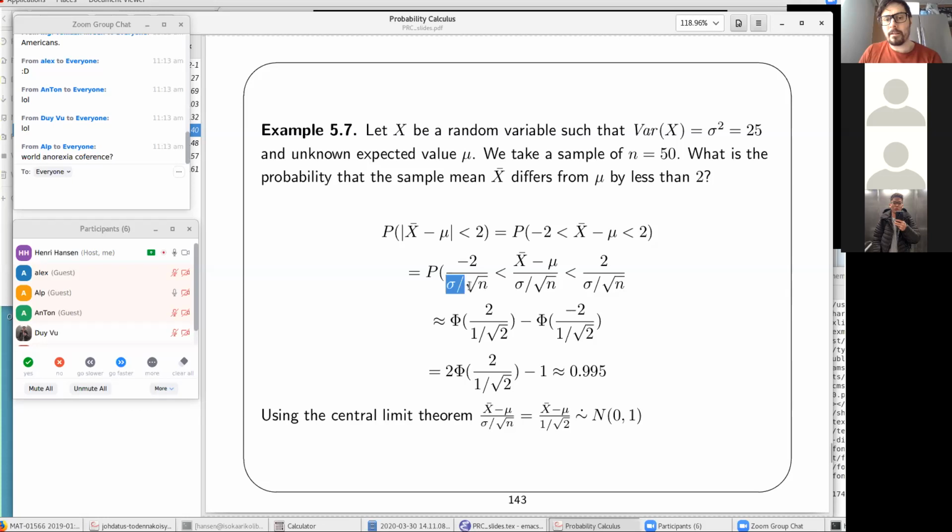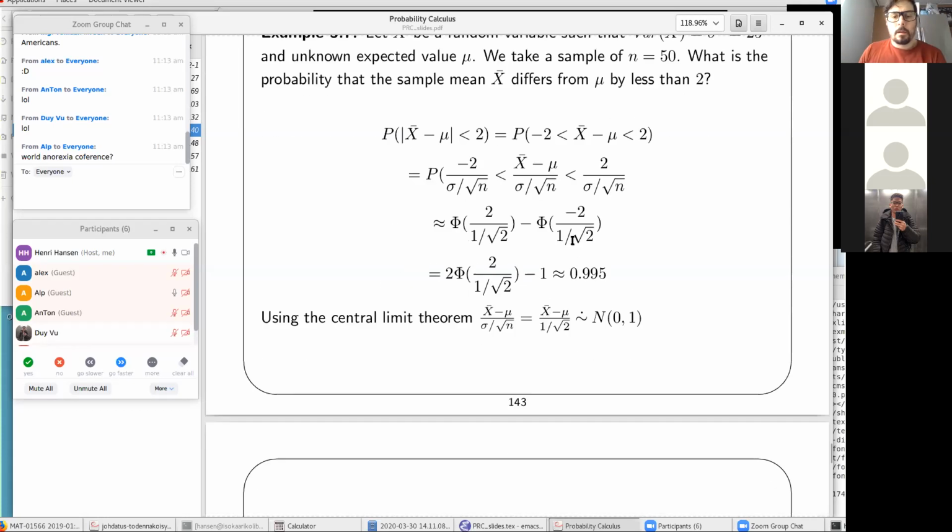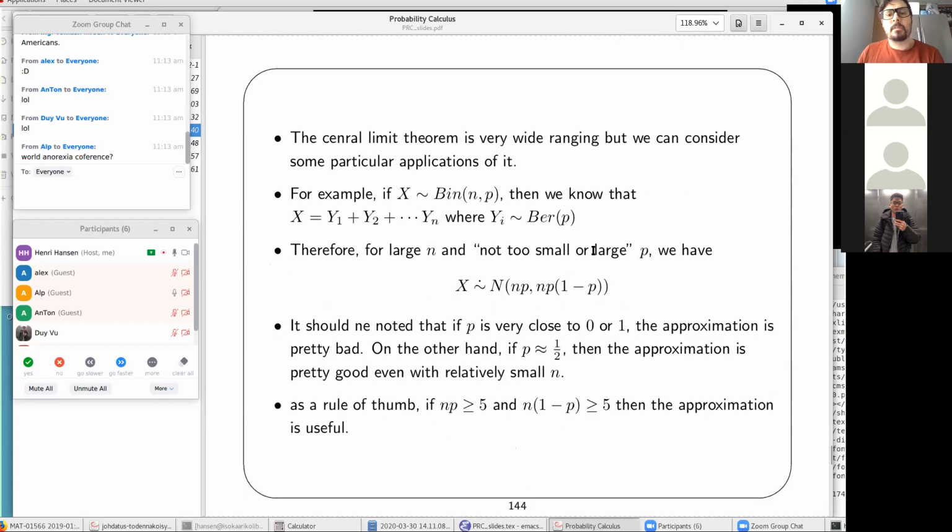So the larger the variance, the wider this region is, and the smaller the n, the wider. And the bigger the n, the narrower this is. So the central limit theorem is very wide-ranging, and we can consider some particular applications. I'm going to just discuss some particular situations where the central limit theorem applies pretty well.